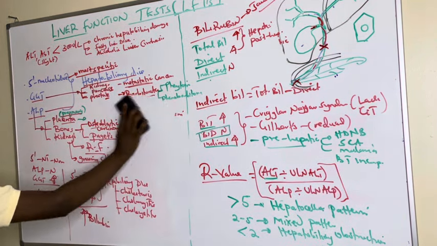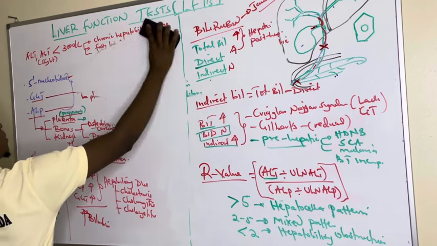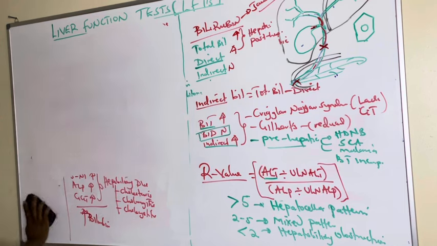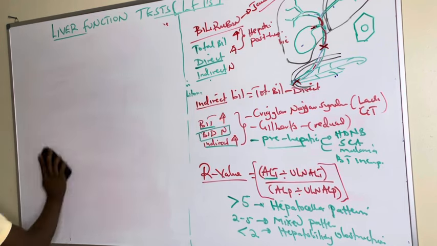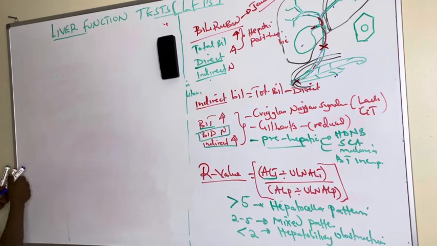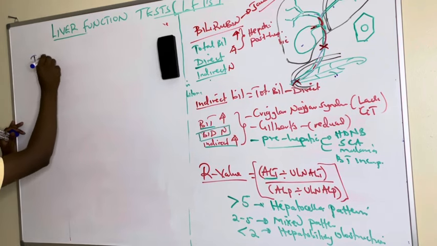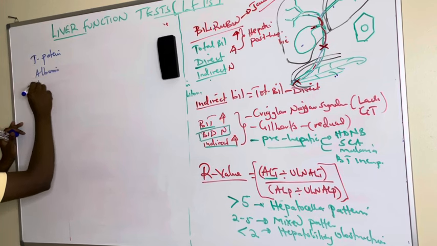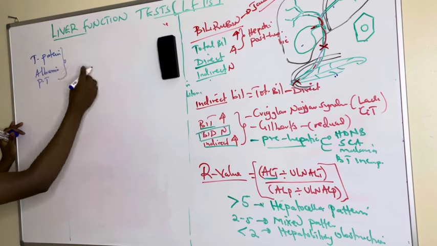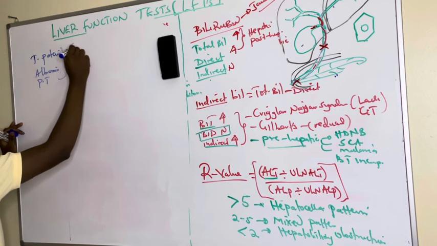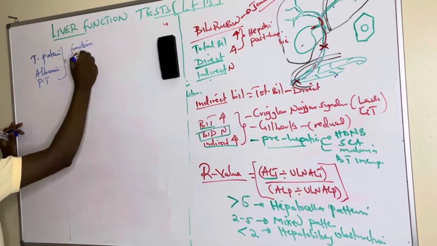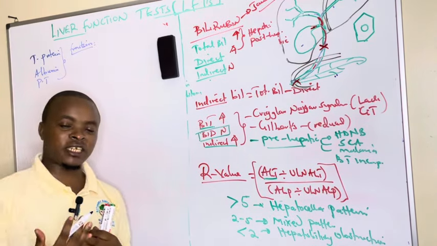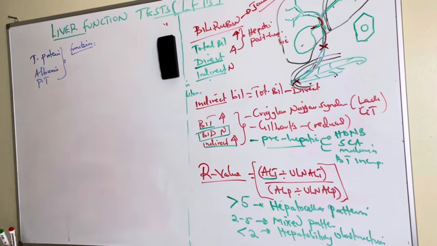So lastly, let us look at albumin and total protein. Albumin, total protein, plus prothrombin time test the synthetic function. They detect the functioning of the liver hepatocytes. And we saw that they can be elevated when there is severe hepatocellular damage.